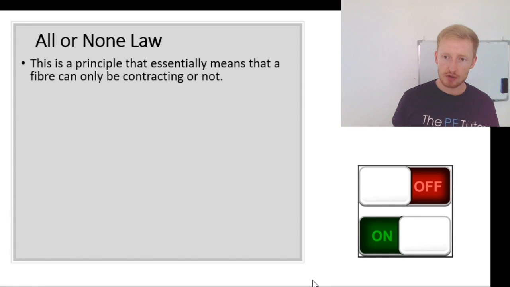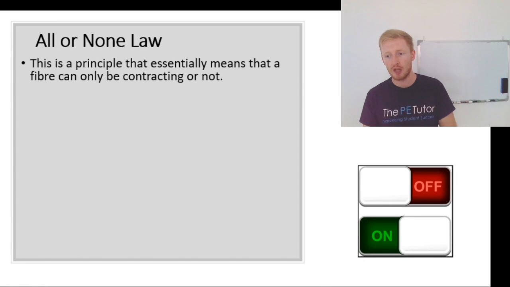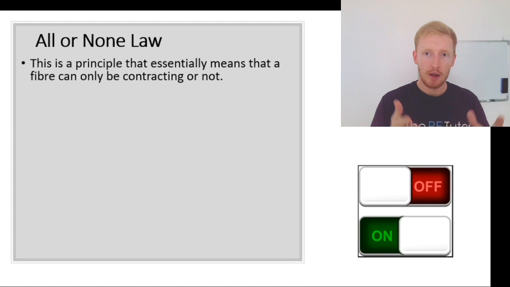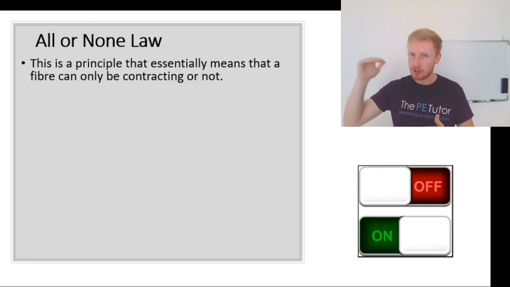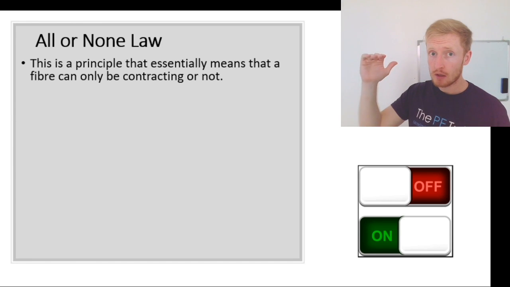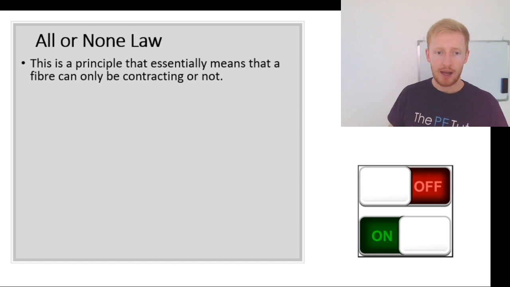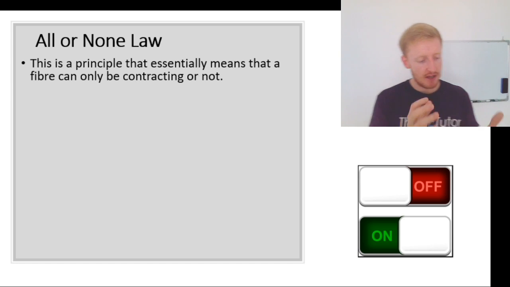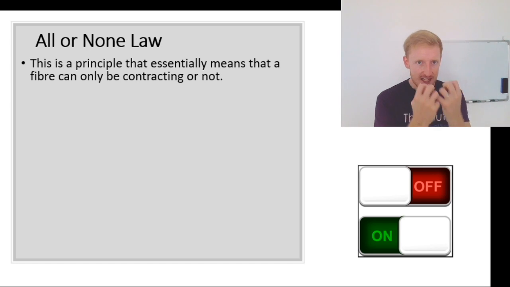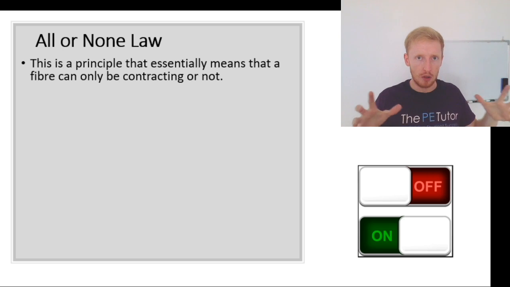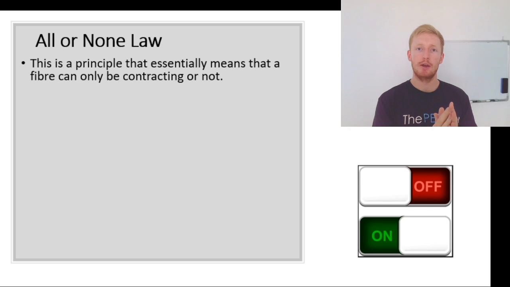Which leads us into something called the all or none law, which is where, like a light switch, it's on or off. That activation threshold is either going to be met and surpassed, or it's not. And when we're talking about motor units, the activation threshold needs to be met in all of the fibers, and if it is, all of the fibers contract fully.